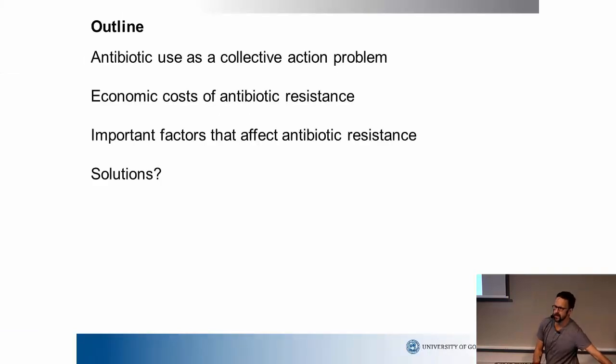So this is what I'm going to talk about. I'm going to define antibiotic resistance as a social science problem. I'm going to call it a collective action problem. And then I'm going to talk very briefly about the economic costs of antibiotic resistance. I'm going to talk about the social factors for why antibiotic resistance could be developed. And then I'll talk mostly about solutions or potential solutions.